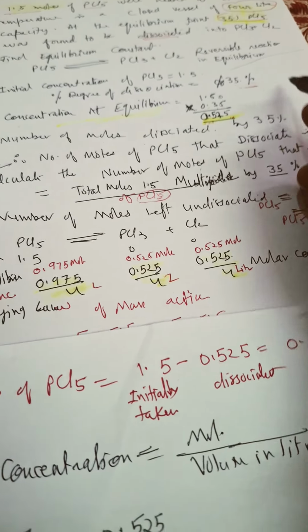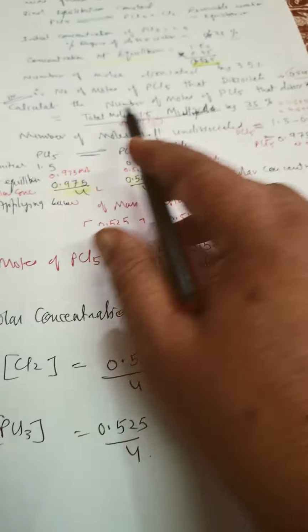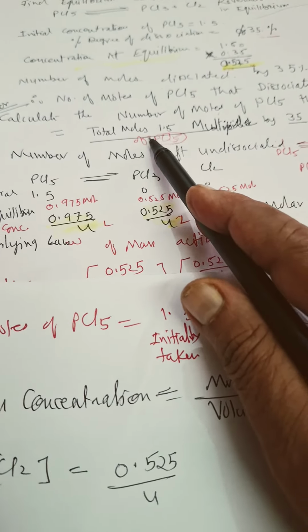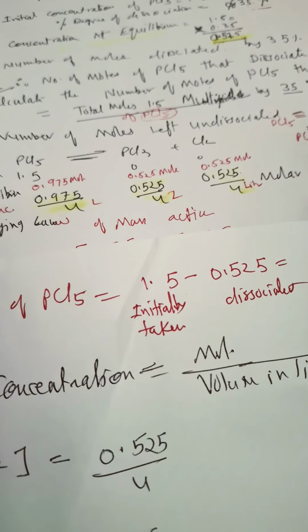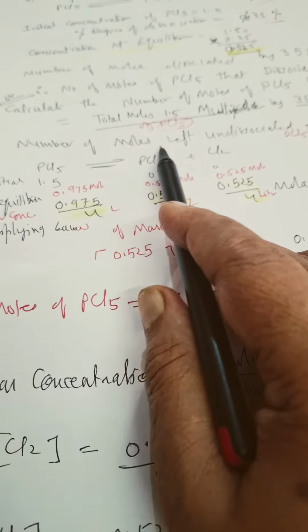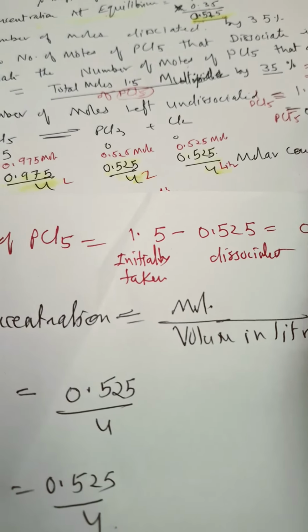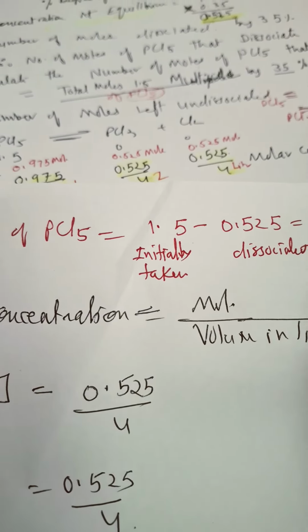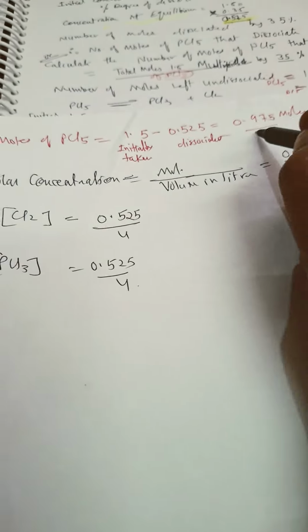From here we are getting alpha. Okay, so number of moles of PCl5 that dissociate, we got it. Now the number of moles of PCl5 that dissociated will be total moles 1.5 multiplied by 35%, that is 0.35. I told you about this. So number of moles left unreacted, undissociated will be equal to 1.5 minus 0.525. Okay, this is molar concentration at equilibrium. Leftover concentration will remain in the solution. And now we see that we got this 0.975.